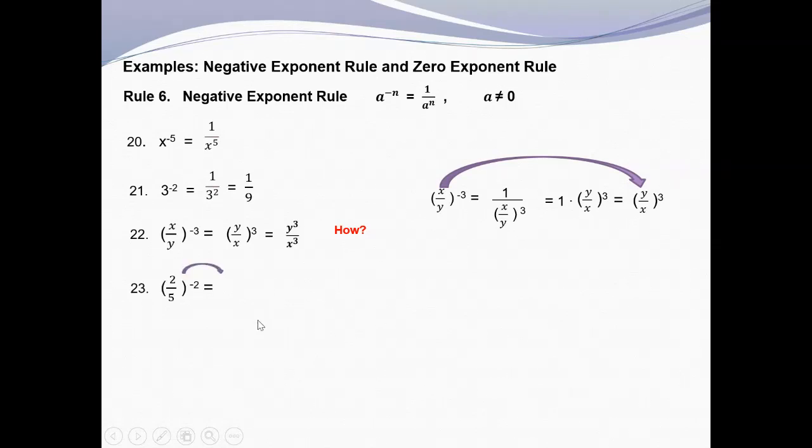Example, let's apply the rule here. Reciprocal, make it positive, distribute, so it'll be 5 squared divided by 2 to the second power, which will give us 25/4. That's our solution.